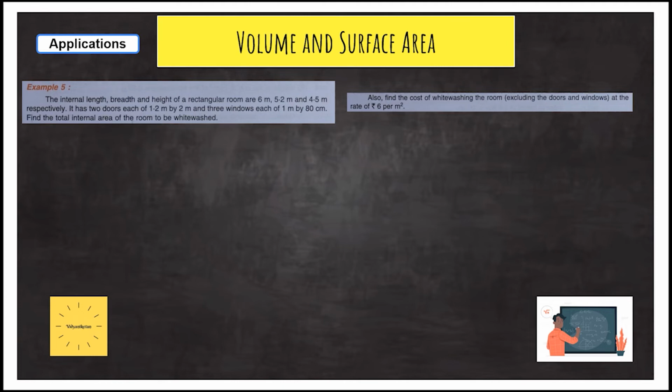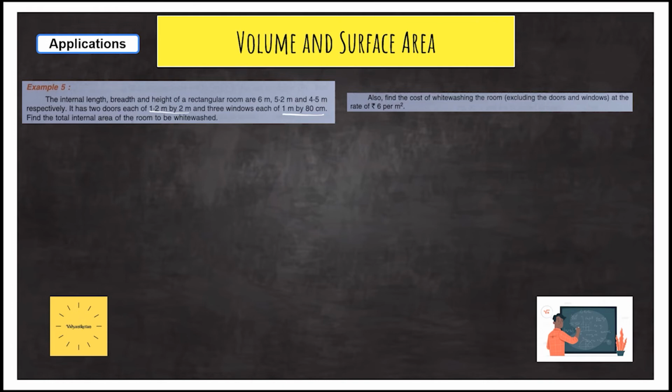It has two doors each of 1.2 meter by 2 meter. So 1.2 meter by 2 meter, this is the dimension of the door, and three windows each of 1 meter by 80 centimeters. So this is the dimension of the windows. Find the total internal area of the room to be whitewashed. So if we are whitewashing the room, then we need to exclude the door as well as the window.